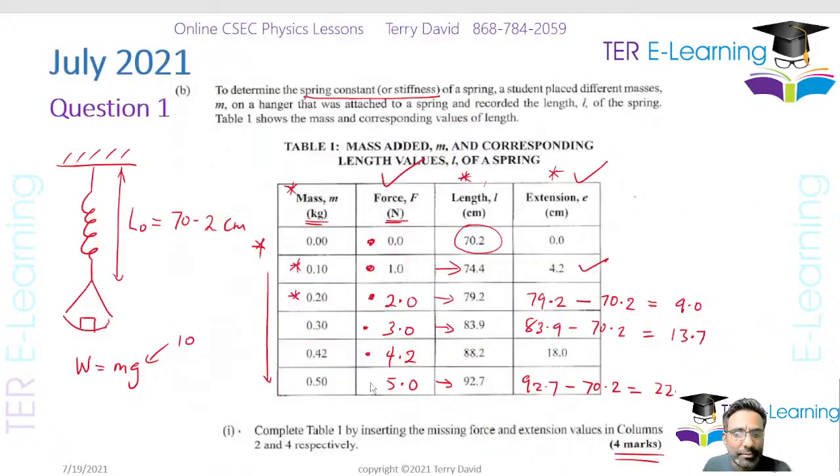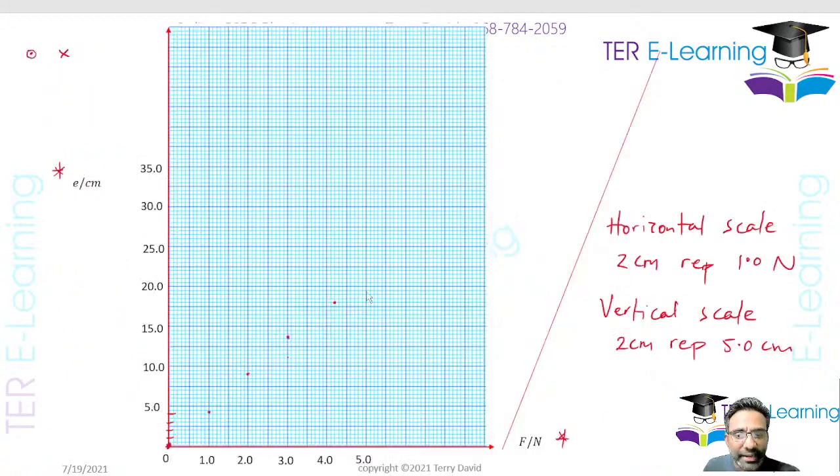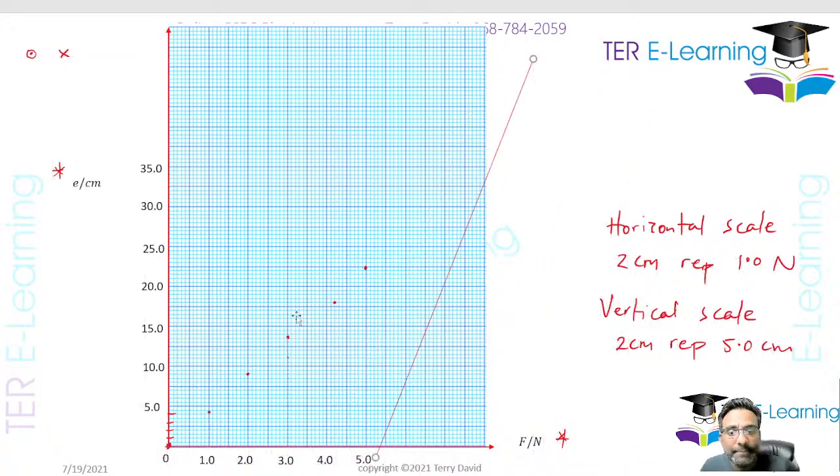And the last point that I'm going to plot here is 5 against 22.5. Let's see where that is. So this is 20, 21, 22.5. 22.5 is here. So I've plotted it. Now remember, this is a Hooke's law question here. So therefore we know we should get a straight line, right? So what we're going to do now, we're going to draw a straight line that essentially passes through all of these points here, right?